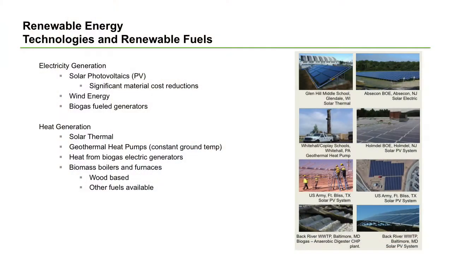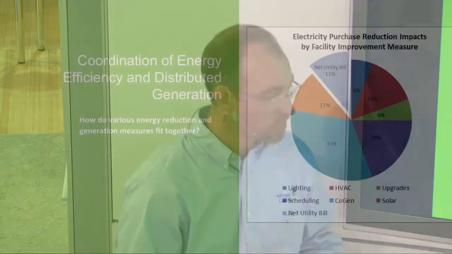On the heat generation side, you have solar thermal, geothermal heat pumps, using the heat that's stored in the earth, heat from biogas electric generators, so you can have a combined heat and power system work together. There's also biomass boilers and furnaces that can work off of wood products, waste wood products. This is really where the rubber meets the road. It's the coordination of how all these things can work together.